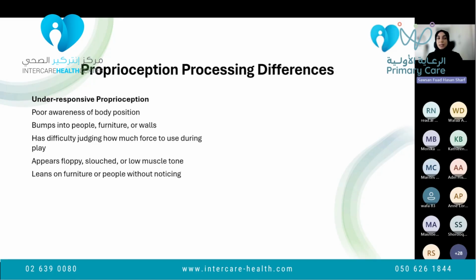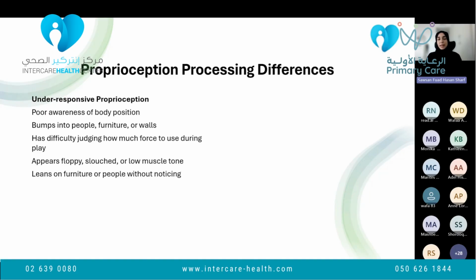What if the child was under-responsive for proprioception? I want you here to remember the big cup. So we have a minimal amount of sensory input and the child didn't meet the needs of proprioception. What will happen here is the body will have poor awareness of body position. The child could bump into people, into furniture, or even into balls. The child will have difficulty judging how much force to use during play.